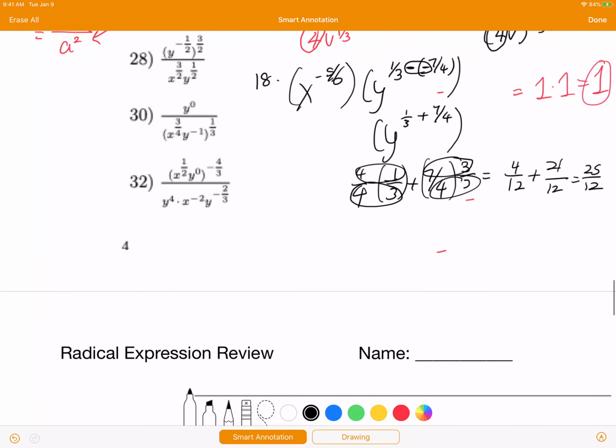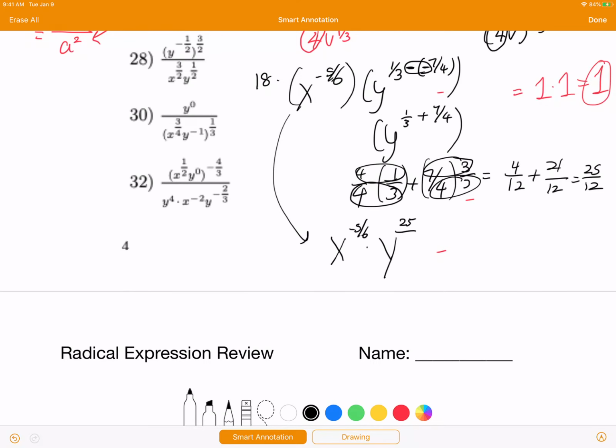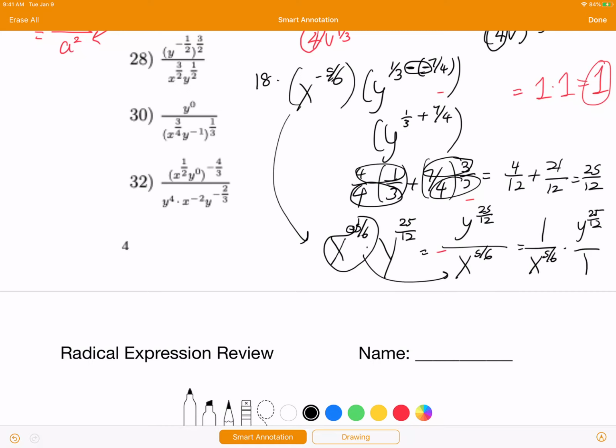So my final answer for this question would be x to the power of negative 5 over 6 times y to the power of 25 over 12. But since we don't want to have any negative exponent, just put 1 over. So the y to the 25 over 12 power will be staying at the top, and this right here will stay in the bottom, x to the power of 5 over 6. Because that's simply saying 1 over x to the power of 5 over 6, times y to the 25 over 12, over 1, if you want to think of it that way. This becomes this, becomes that. There we go. Okay?